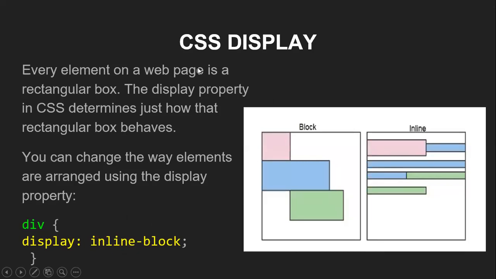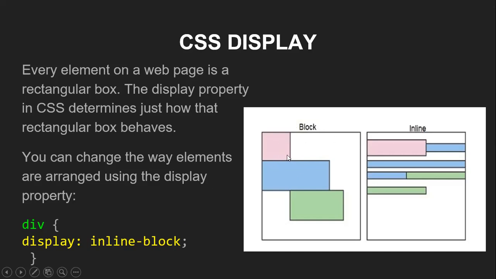We have CSS display in our web page. We have the block display and the inline display. Every element on a web page is a rectangular box. The display property in CSS determines just how that rectangular box behaves. So every element in your web page appears in a rectangular format, like block 1, block 2, block 3. Let's say this is an element. They appear as block. But we can use the CSS display property to change it to either inline or inline block.